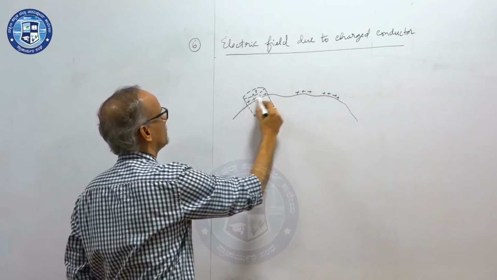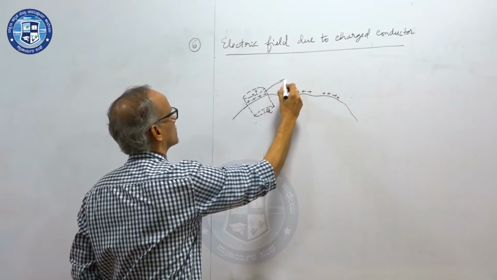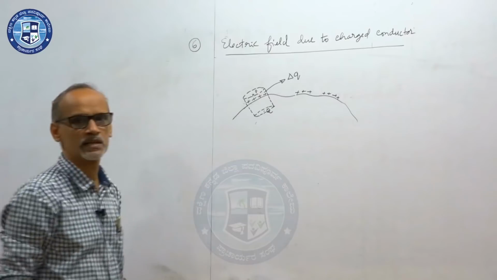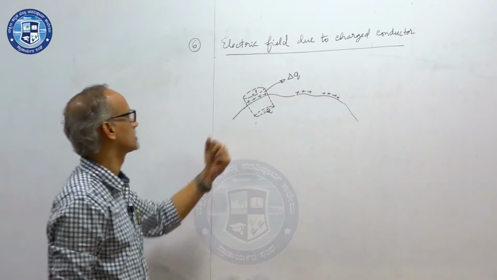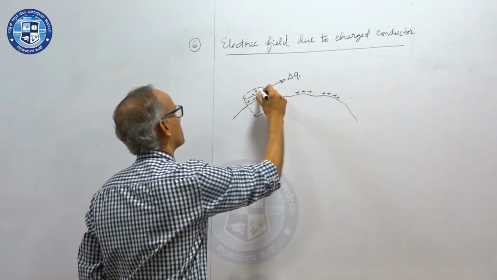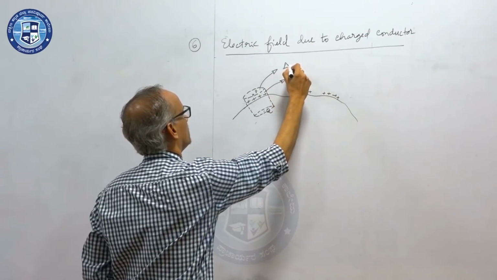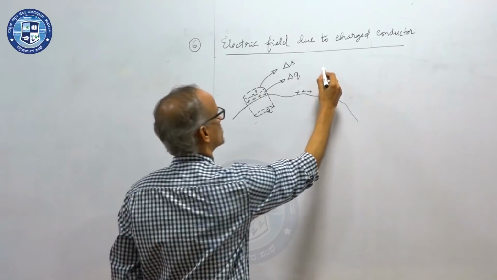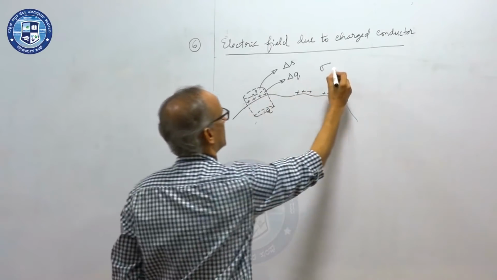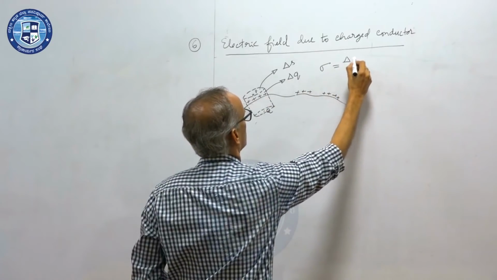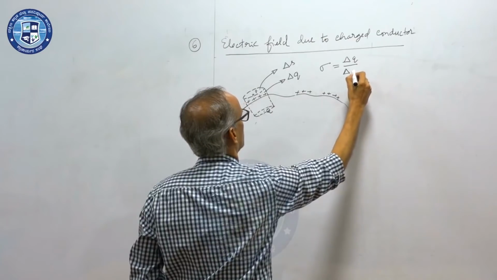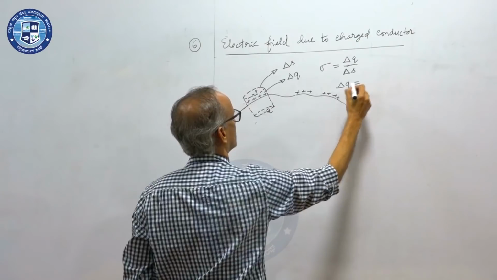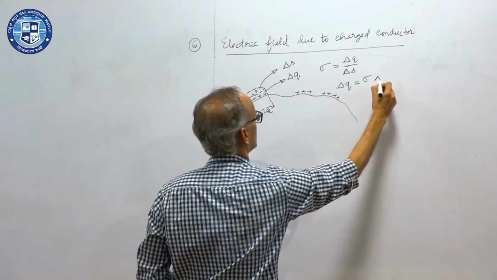These charges are uniformly distributed, so that delta Q is the amount of the charges enclosed by this Gaussian surface within an area of delta S, so that we can find the surface density of the charge at that point. Sigma is equal to delta Q by delta S, so that the charge enclosed, delta Q, is equal to sigma into delta S.